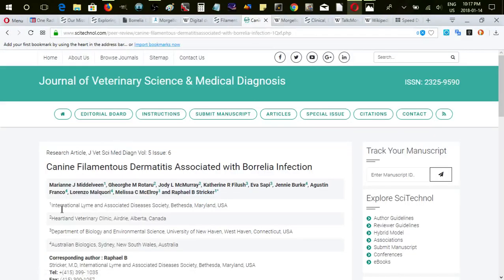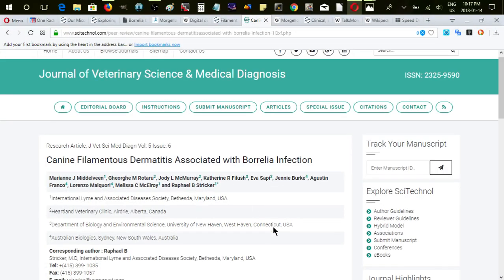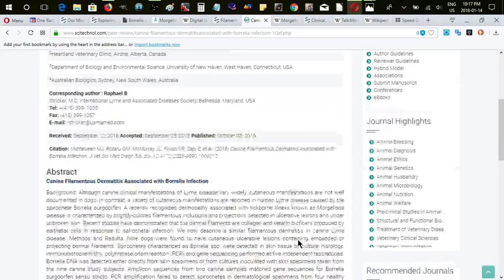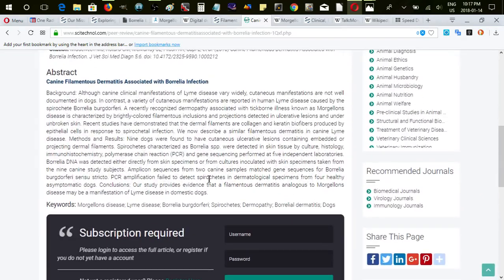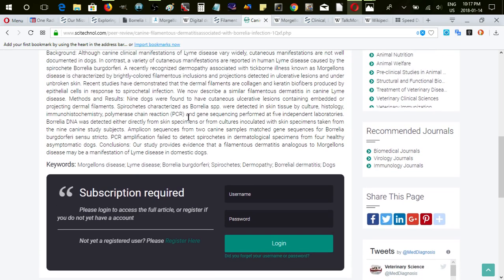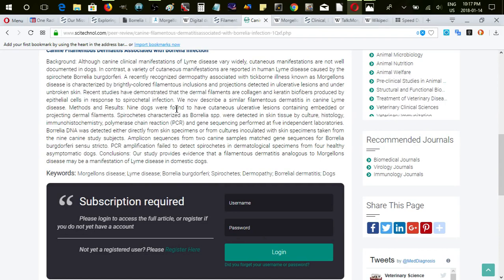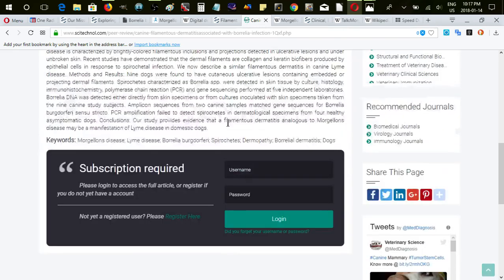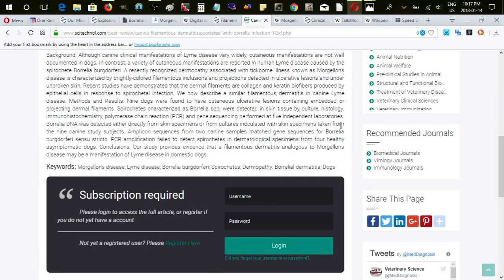And now she also investigated dogs, and she found these little colored fibers, those little bluey fibers, in some dogs. Nine dogs she found with those fibers, and she did the PCR and gene sequencing at five independent laboratories. So at five laboratories, and the Borrelia DNA was detected in the dogs.